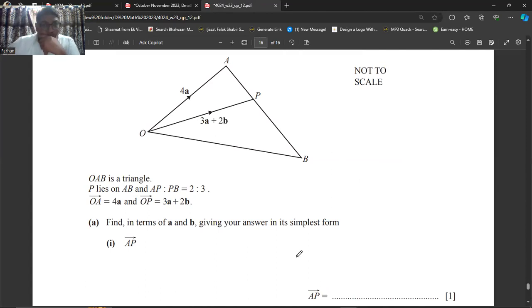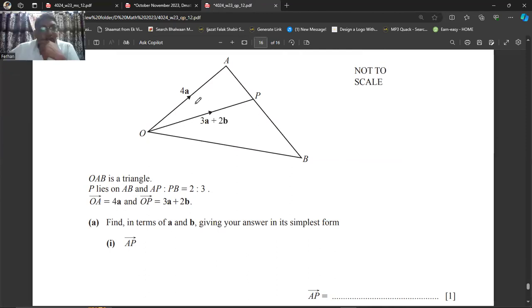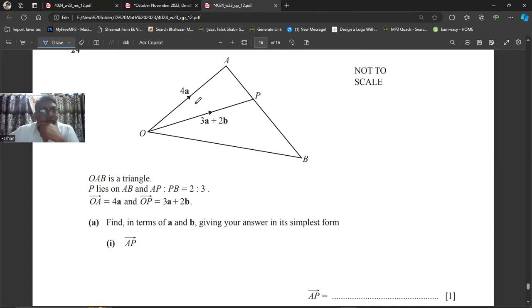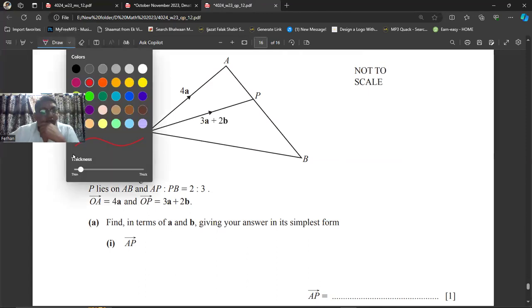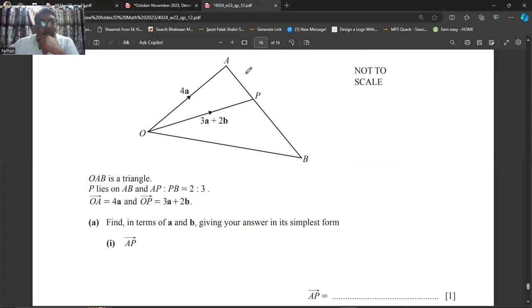Okay. So let me change the color. This portion here is 2, and this portion here is 3. So the total is 5 pieces. So the total from A to B, there are 5 pieces. AP is 2 pieces and PB is 3 pieces.